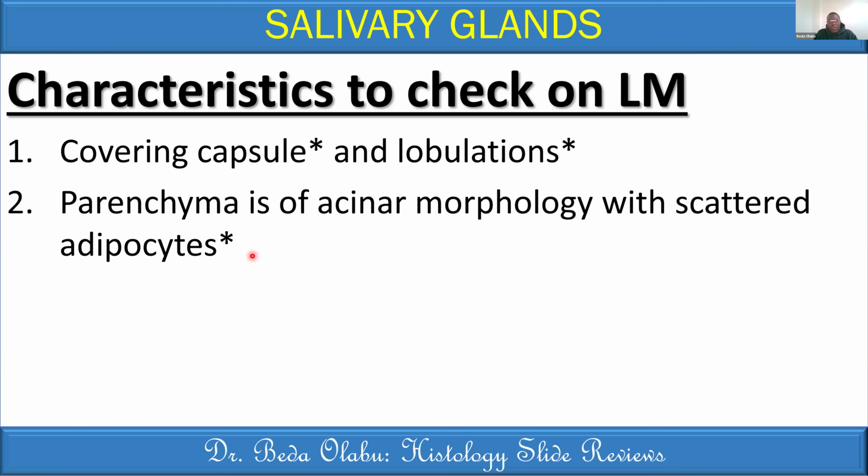The parenchyma of salivary glands is of acini morphology. Within the acini, we usually tend to have some scattered adipocytes. Take note of that. So they're usually just scattered. I mention it because you may see them in some slides and you wonder, why are we looking at adipocytes? Usually, all of them may have scattered adipocytes. But we are focusing not on the adipocytes, we're just focusing on the acini. So they have acini morphology.